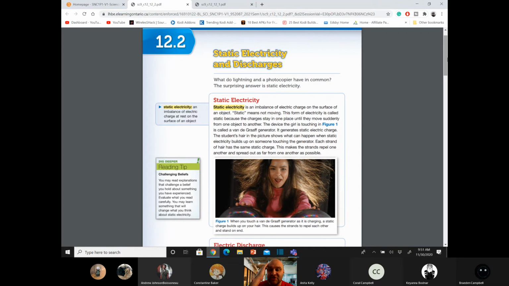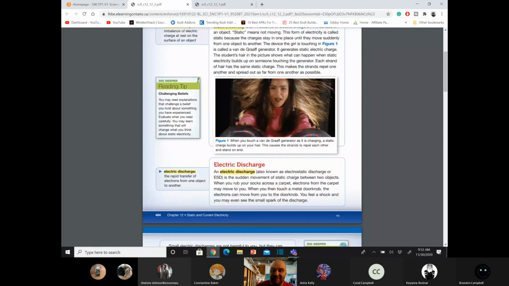The student's hair in the picture shows what can happen when static electricity builds up on someone touching the generator. Each strand of hair has the same charge. This makes the strands repel one another and spread out as far from one another as possible. So static electricity is a buildup of charge.